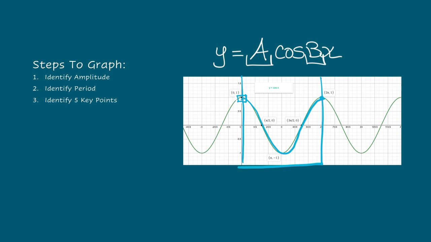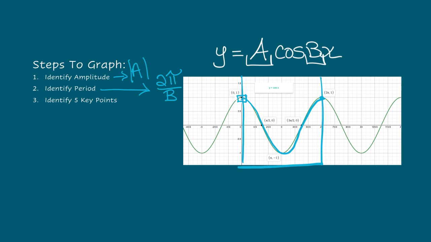So our steps to graph are going to be the same. We're going to identify our amplitude using the absolute value of a. We're going to identify the period of our graph, which is how long it takes to complete one cycle. And we're going to use the formula 2 pi over b, which is the same thing we did for sine.